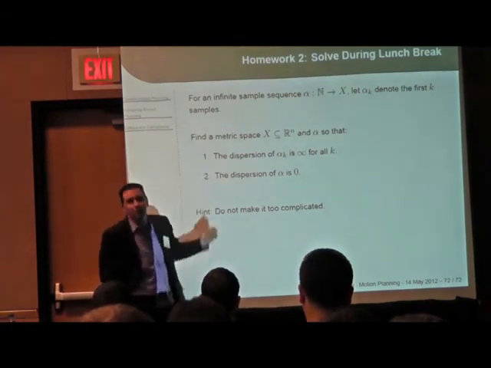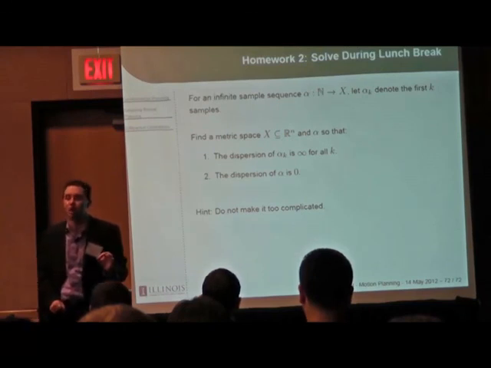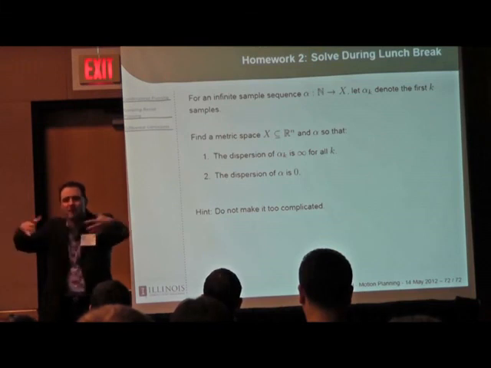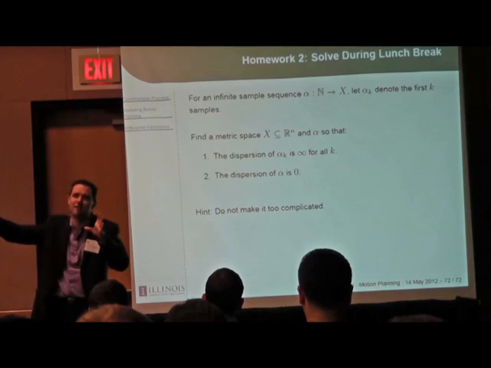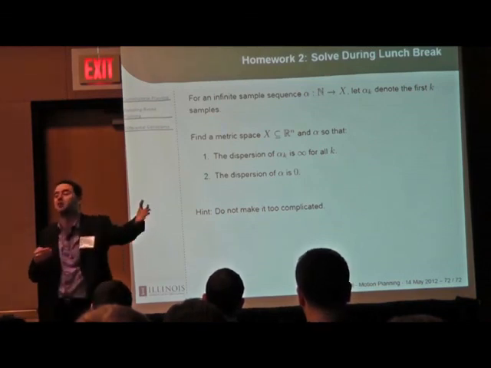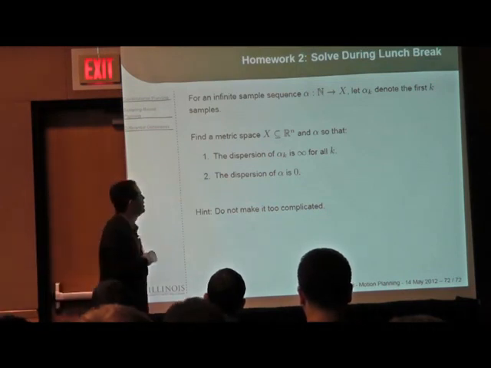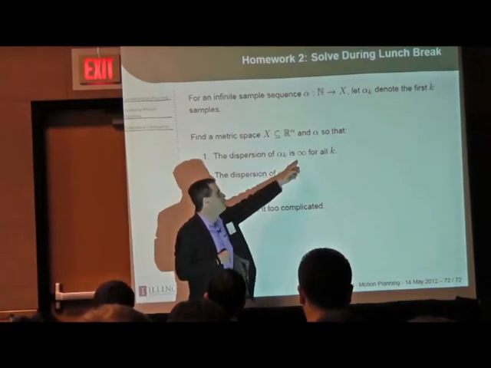dispersion, remember dispersion is what? That's the radius of the largest empty ball, right? So if I have a finite number of points in my space, what's the biggest ball I can put there? The radius of that ball is going to be the answer for dispersion. If the ball is unbounded, then the dispersion is infinity. All right. So what I want is a sequence for which the dispersion is infinity for all k.